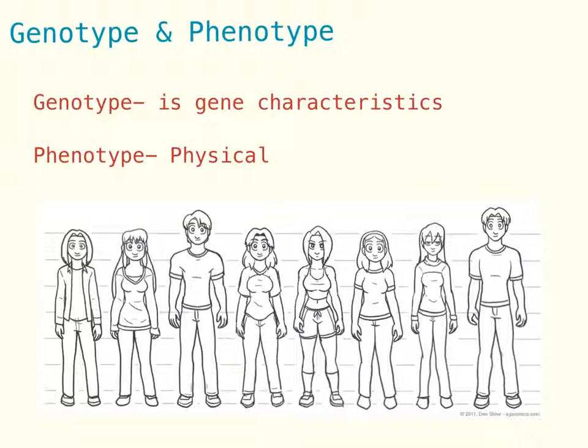Like some people may have longer torsos than others. Some may have bigger legs, some may have shorter arms, but it's all from their parents. It's their face shape and their eyes and their ears, unattached or attached. All things physical about their appearance are phenotype. Pheno, physical. Geno, gene. G, gene, physical. They line up with each other.